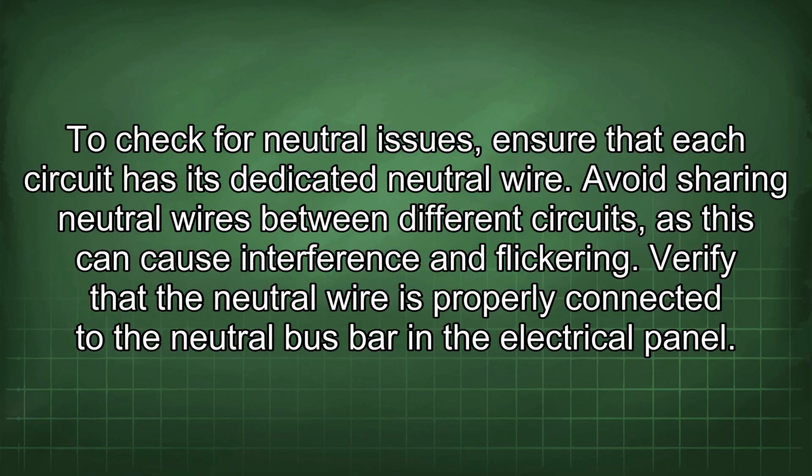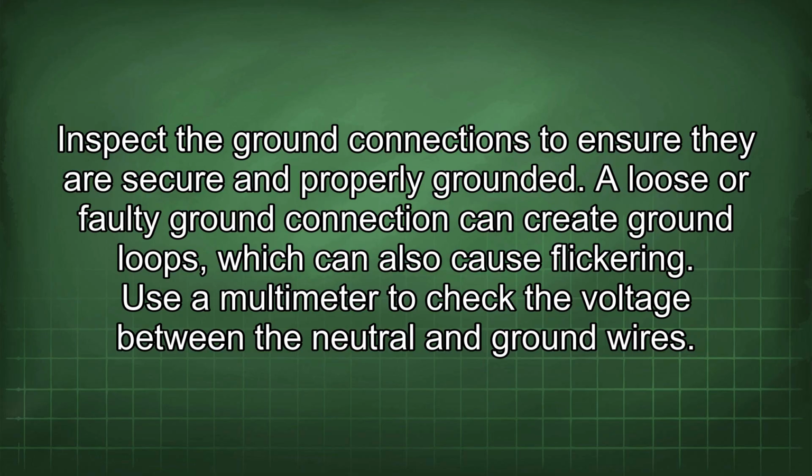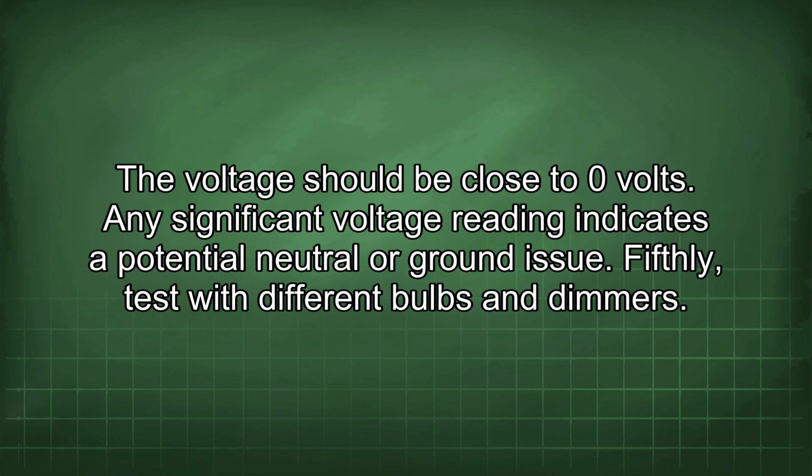Verify that the neutral wire is properly connected to the neutral bus bar in the electrical panel. Inspect the ground connections to ensure they are secure and properly grounded. A loose or faulty ground connection can create ground loops, which can also cause flickering. Use a multimeter to check the voltage between the neutral and ground wires. The voltage should be close to 0 volts. Any significant voltage reading indicates a potential neutral or ground issue.